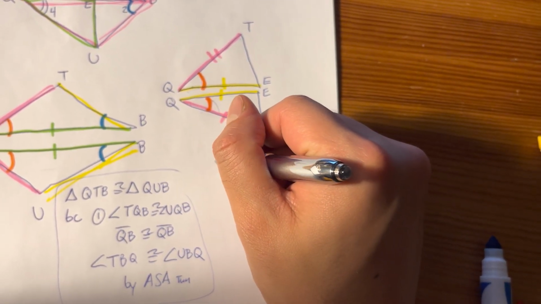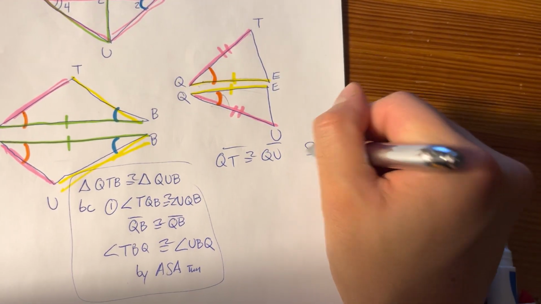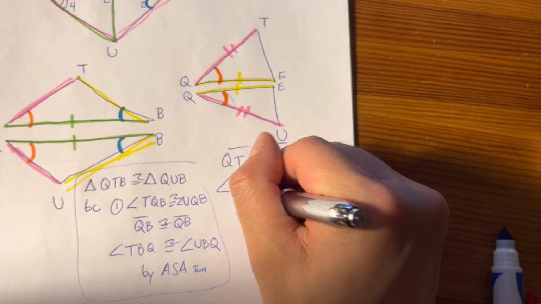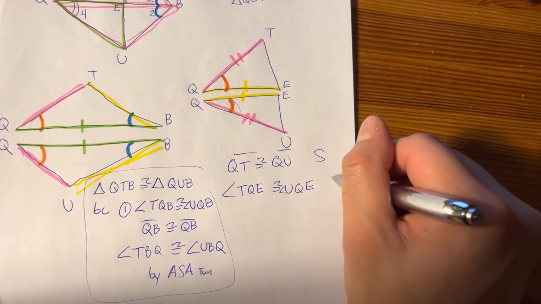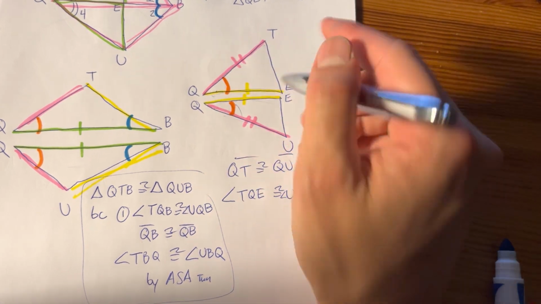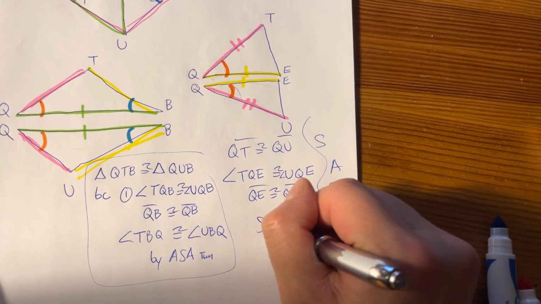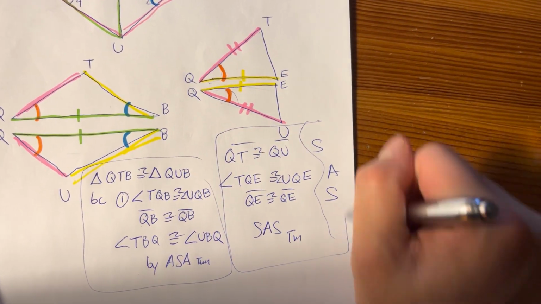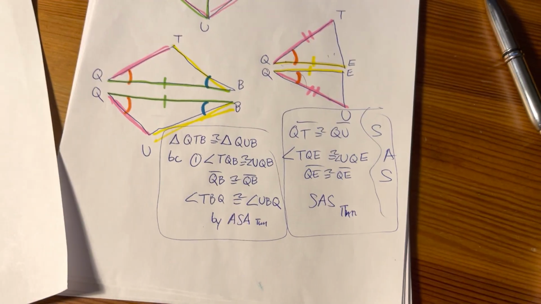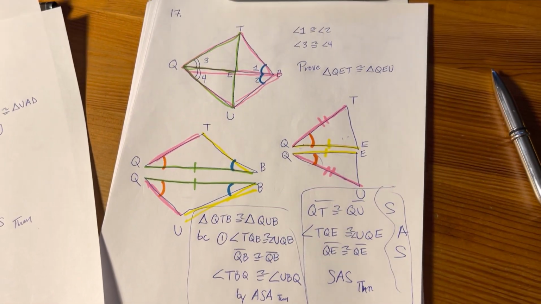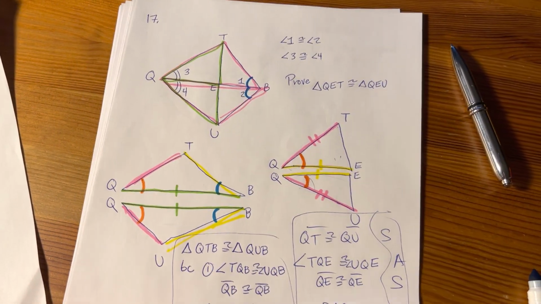Now I'm just going to write and do all the work. I'm going to say that QT is congruent to QU. That's a side. The angle is going to be angle TQE. That's congruent to UQE. That's an angle. And the last side is QE is congruent to itself. That's the side. So by the side-angle-side theorem, I have proved that these two triangles are congruent. So a little bit more work on that one. We had to draw more than one pair of triangles. We had to do a little bit of proving, a little bit more work than the other two.